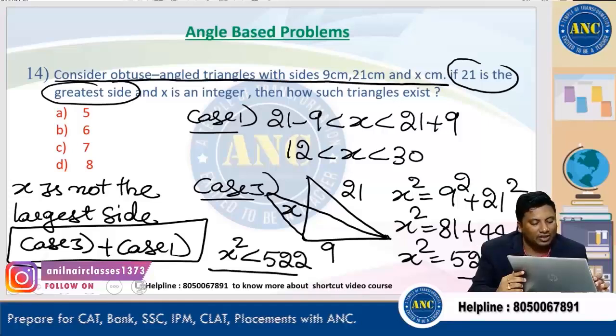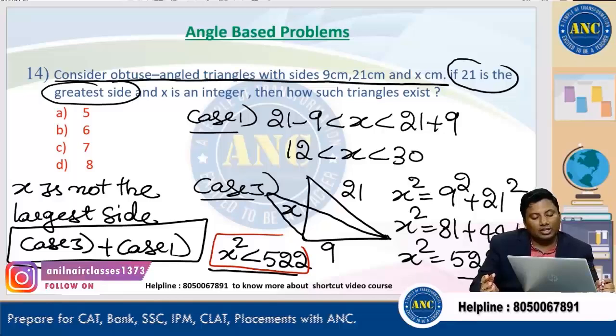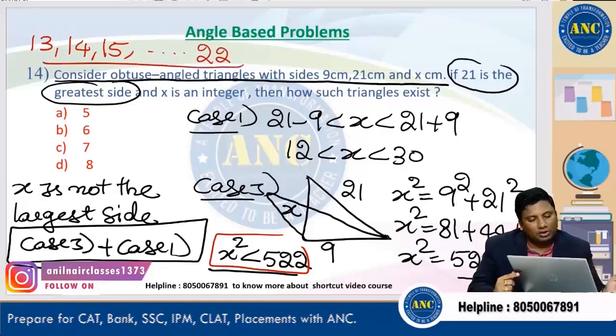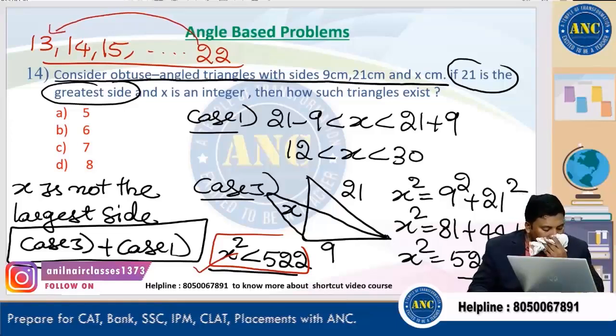If x square is less than 522, let us see which values are possible. 23 square is 529, and 22 square is 484. So 13 is possible, 14 is possible, 15 is possible, and so on. X square should be less than 522, so 22 square, 484, works. The values run from 13 to 22. Just check the calculation. I am getting a total of 10 values. If there are any calculation mistakes, you can correct them. I hope it is clear, right?